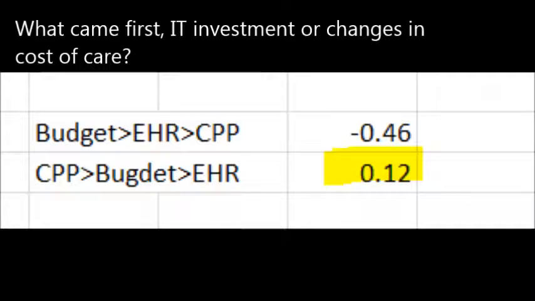Now we have to see which model is better, and obviously that is the second one. We can see that we have more support for the second model, which means that the productivity improvements lead to budget increase and that leads to more electronic records to use. With answering this question, you are done with the third task and you are done with your homework.